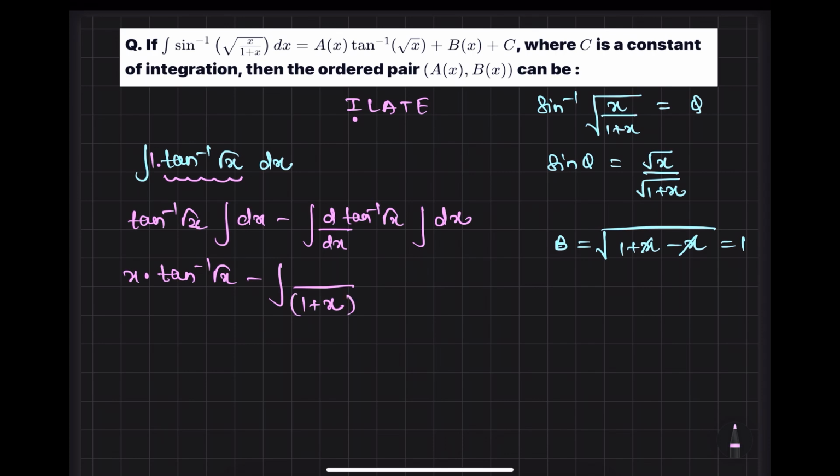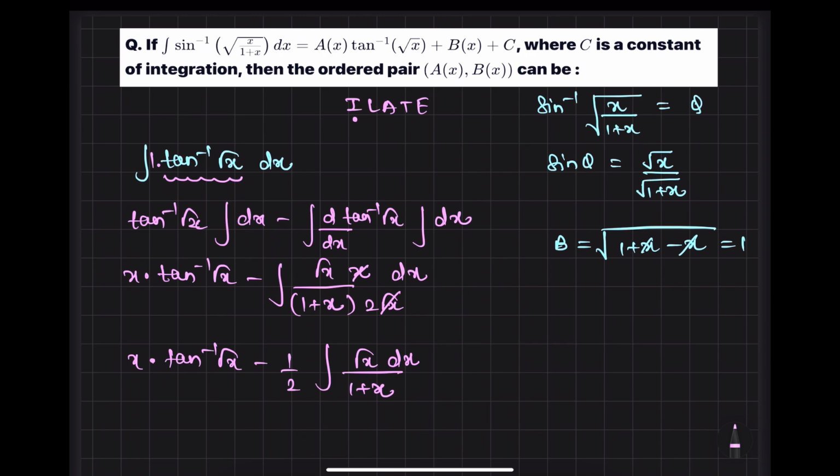differentiation of root x is 1 by 2 root x, right, and differentiation of 1 is x. So if we eliminate this, we will be left with root x dx. Now x tan inverse root x minus 1 by 2 root x dx over 1 plus x.